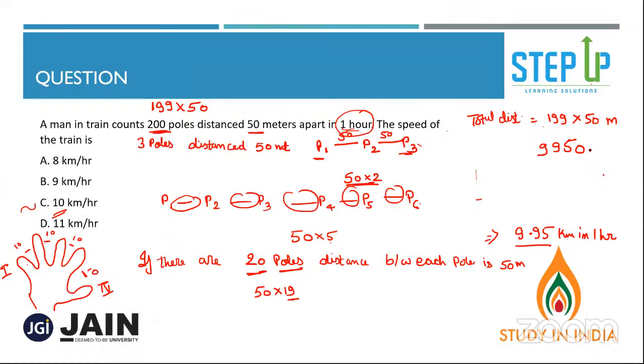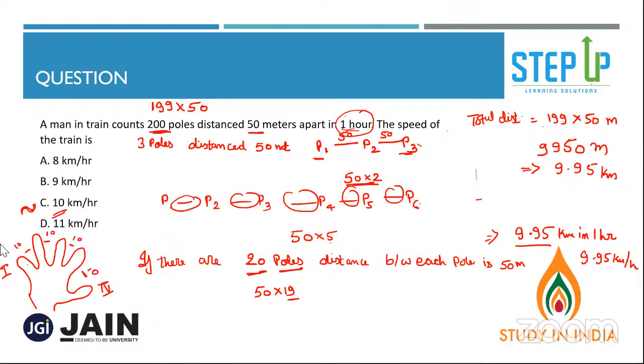So 9950 meter is 9.95 kilometer, which is in 1 hour. So your speed has to be 9.95 kilometer per hour. But as options are not there, that's why it is approximately 10 kilometer per hour. Had it been 9.95, then that would have been your answer.